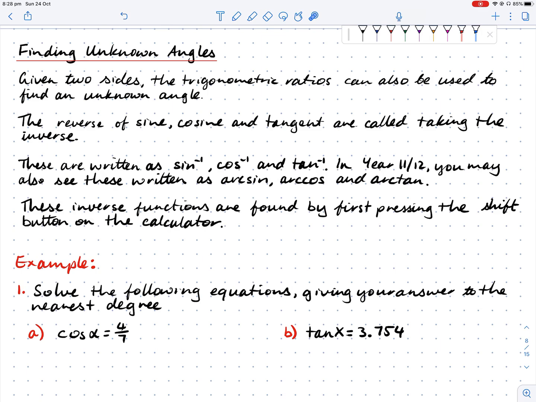And what we need to do here is the backwards version of sine, cosine, and tangent. When we do the reverse, or if we're going backwards, that's called an inverse. So if I'm doing the inverse of something, it means that I'm doing the opposite. If I'm doing the inverse of an addition, it's a subtraction. The inverse of a square is a square root. So when we do the opposite of sine, cosine, and tangent, it's called the inverse sine, inverse cosine, and inverse tangent. Okay, so those are the words that we use.